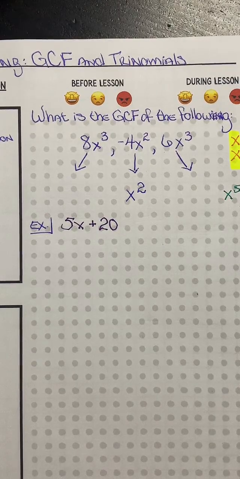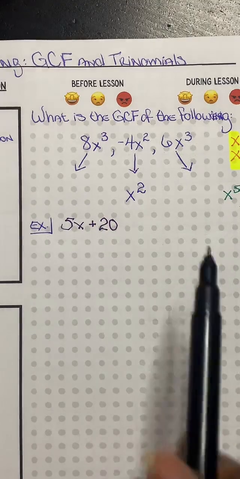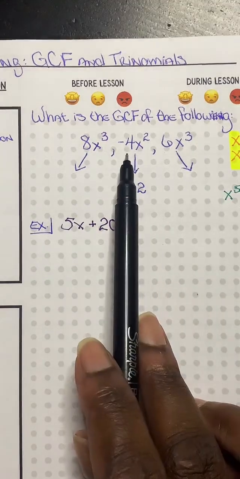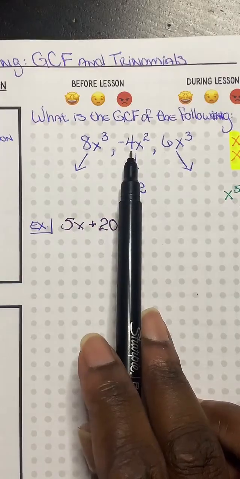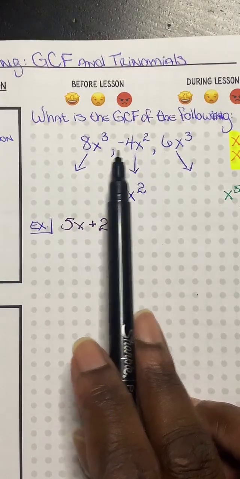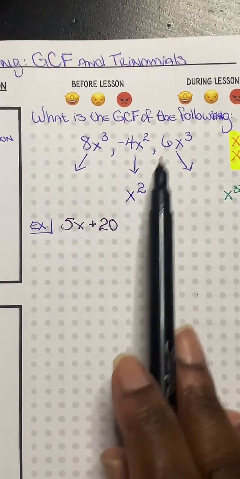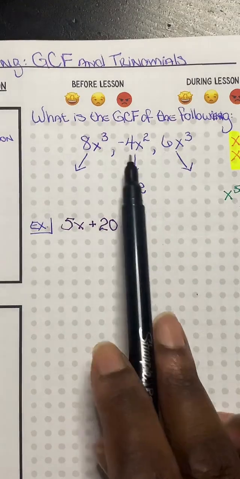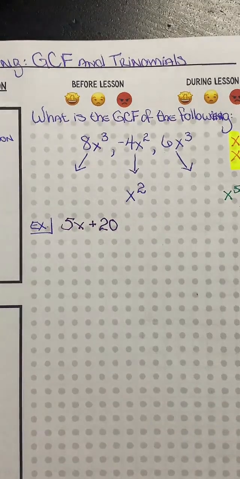Oh, for the last one, it's not going to be 2. So Kiko, the reason why it's not 2 is because that 4 is a negative 4. Unless they all have a negative, then you can say a negative 2x squared. But because that 4 has a negative, you won't be able to do that. Okay.